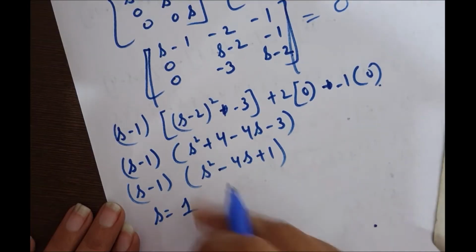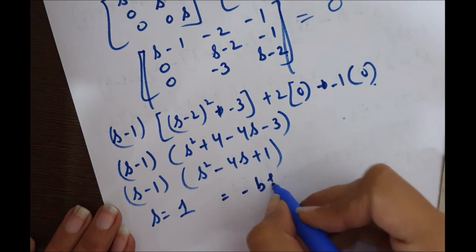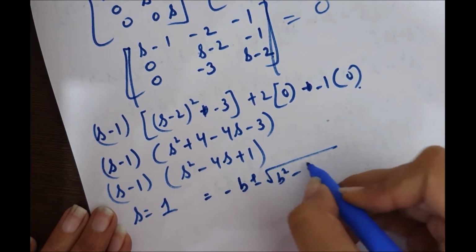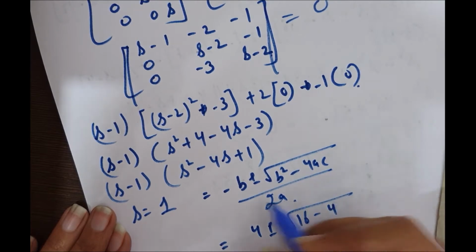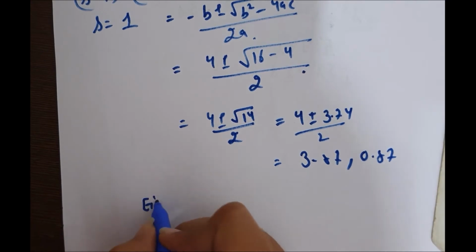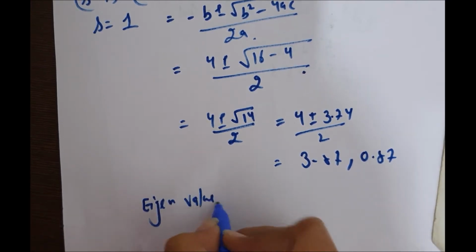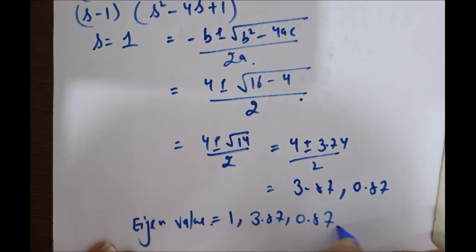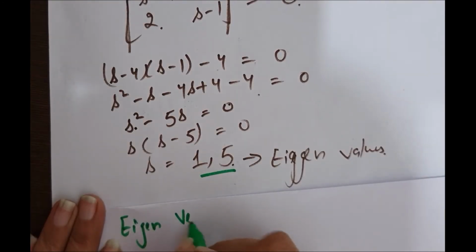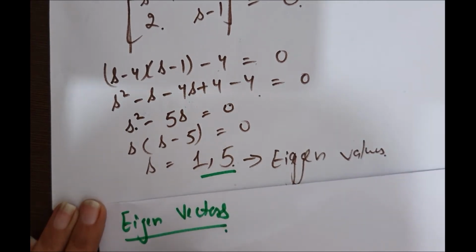So to find the roots of this equation, we have to use this method. So the eigenvalues of this equation come out to be 1, 3.87 and 0.87. Eigenvectors. Eigenvectors are calculated with the help of eigenvalues. So the characteristic equation that satisfies the eigenvector is |sI minus A| equal to 0.